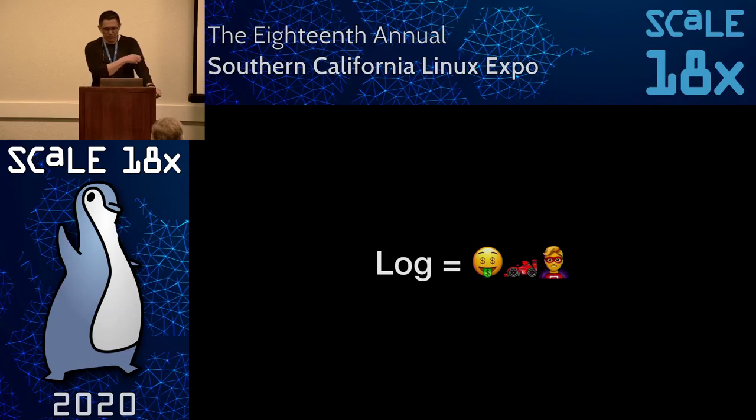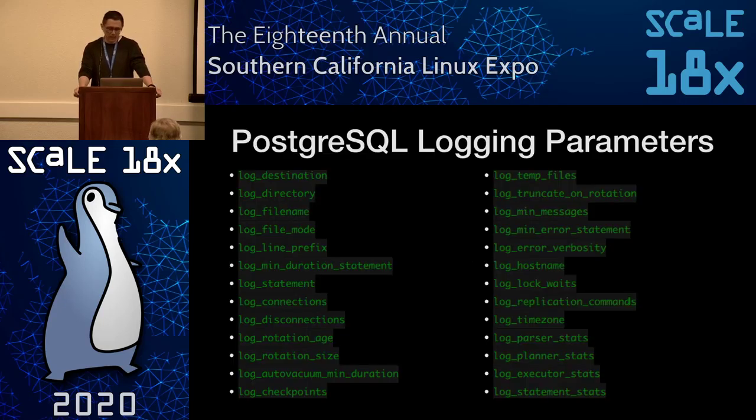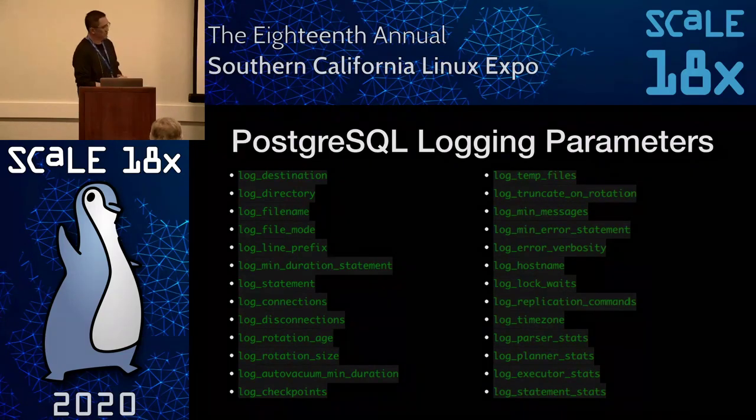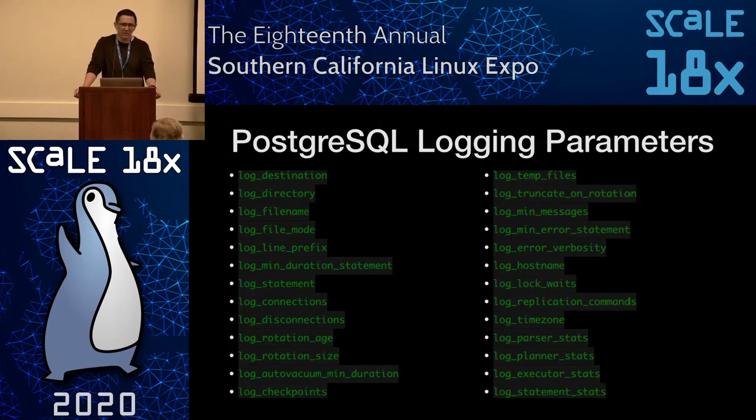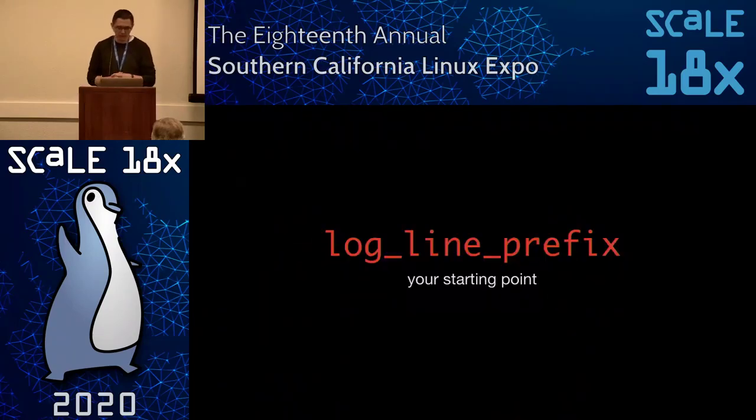So what do we need to do to make sure Postgres is logging well? Well, there's actually a lot of things that you can do. And here's a list of all the logging parameters there are. There's 26 of them, so it's kind of a daunting list to go through. And some of it you may want to just turn on, because the defaults are off. But the starting point I would recommend is to focus on one particular parameter, which is called log_line_prefix.